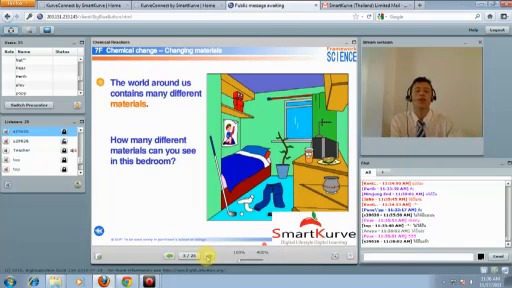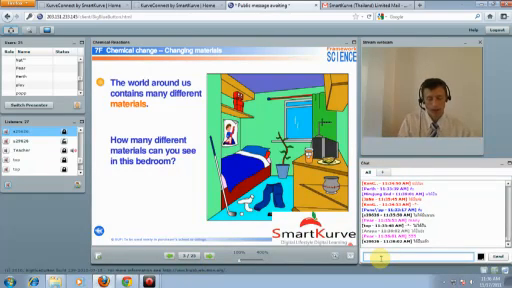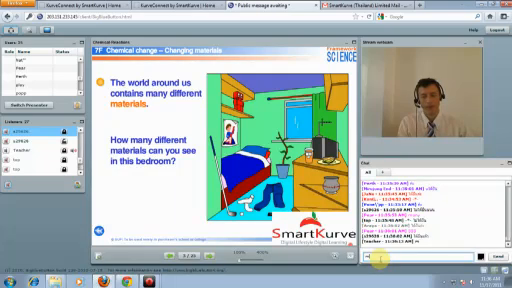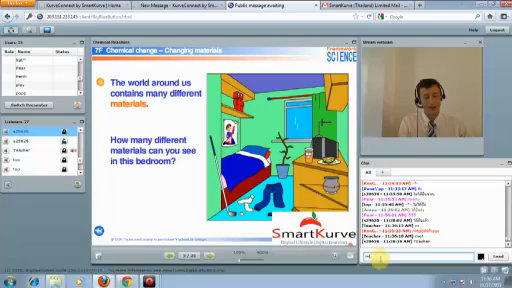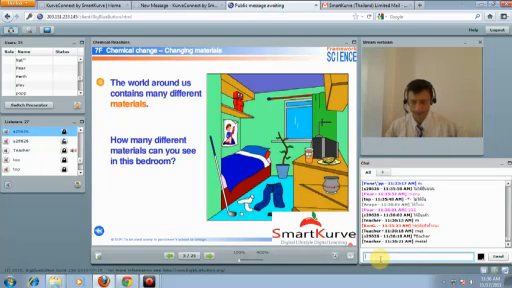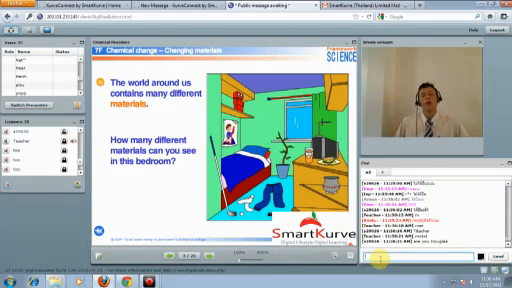Let's start with the golf club. What type of material? It starts with an M. Okay, it's a metal. Very good. So I want you to practice using this form.